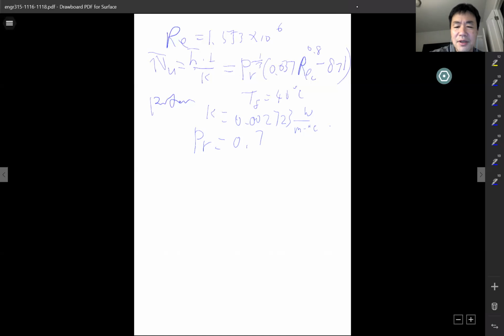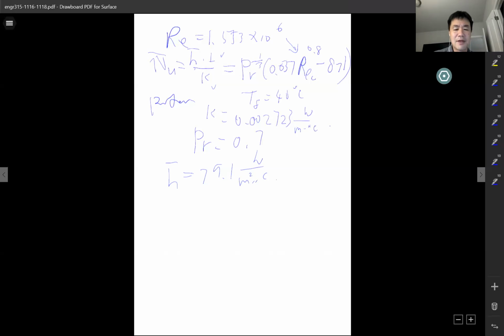So you have all the information. Reynolds number you already have, and you need the Prandtl number. Then you have the length, 0.75, and k is this. So our average heat transfer coefficient for this problem is 79.1 watts per meter squared Celsius.